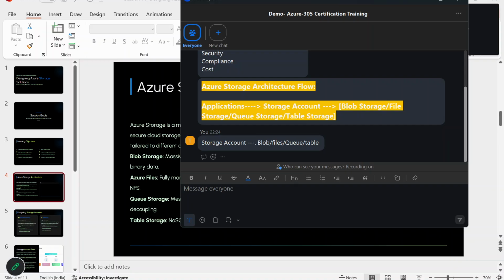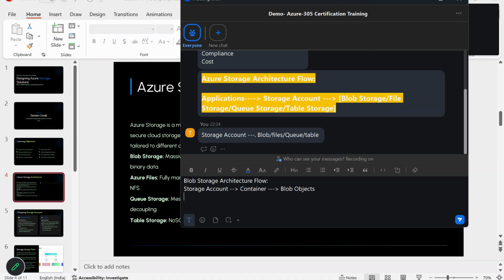So blob storage is designed for massive scale. Okay, and what is the blob storage architecture flow? It starts from the storage account, then it goes to the container, then it goes to the blob objects. So this is the blob storage architecture flow.